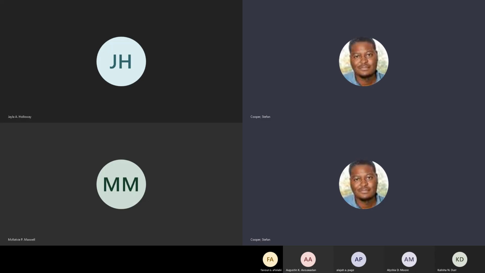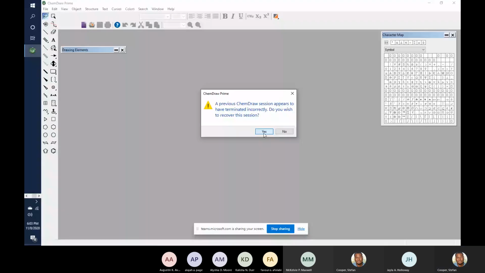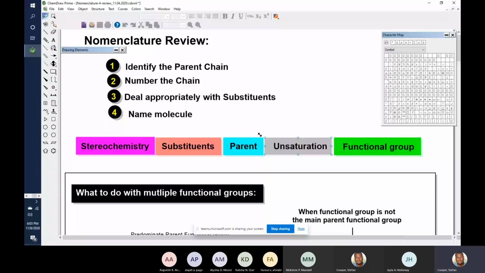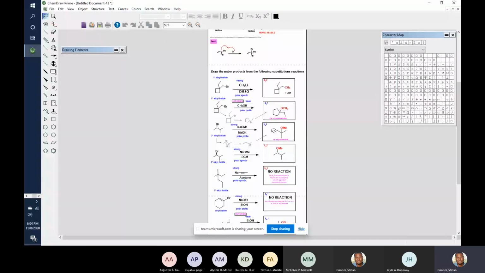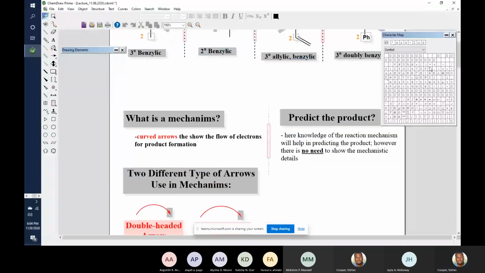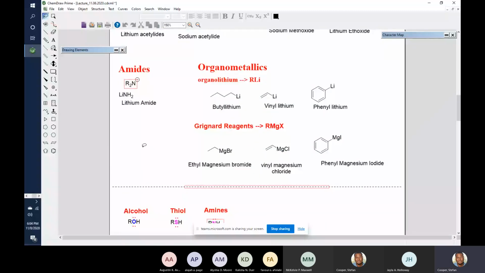Share my screen again. Oh, this is not the reason why this broke down. Okay, it didn't save everything, but I got most of it.